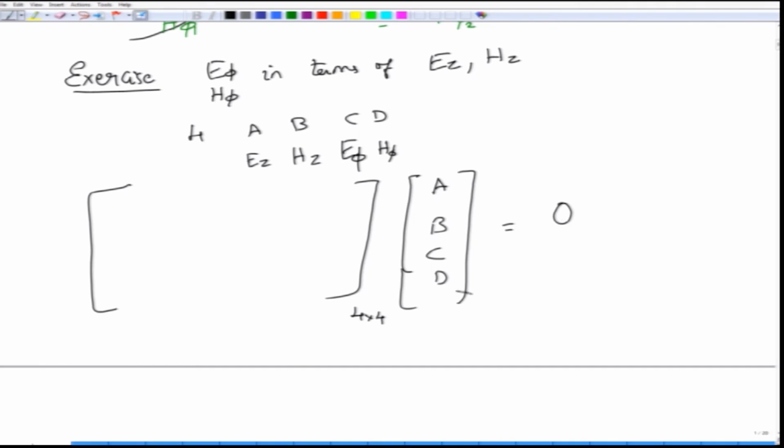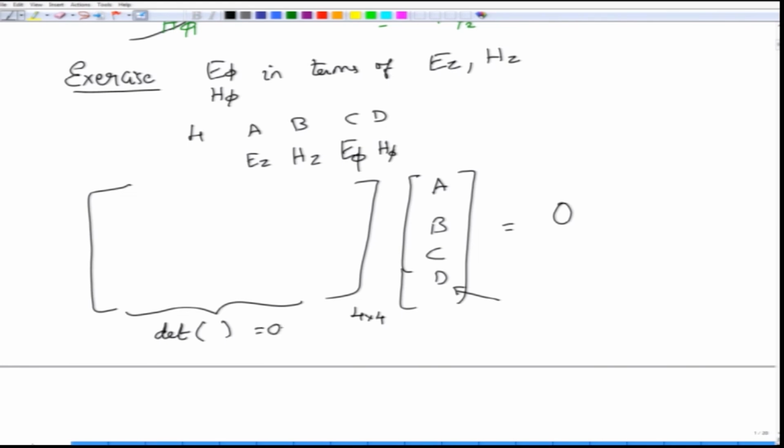Now, if you want non-zero values of A, B, C, D, in general you want non-zero values. The trivial solution would be that you set A, B, C and D all equal to 0. In that case there are no modes, there is no problem. You might be tempted to do that, but you won't learn anything from optical fibers if you do. So rather than that, to make A, B, C, D in general non-zero, the determinant of this matrix that I have obtained by applying the boundary condition must be equal to 0.